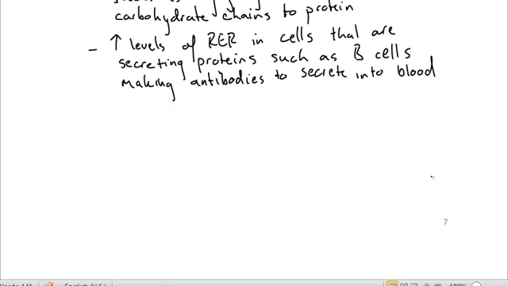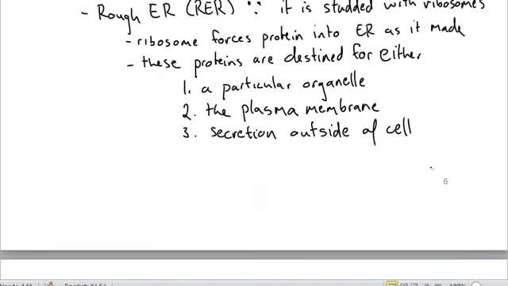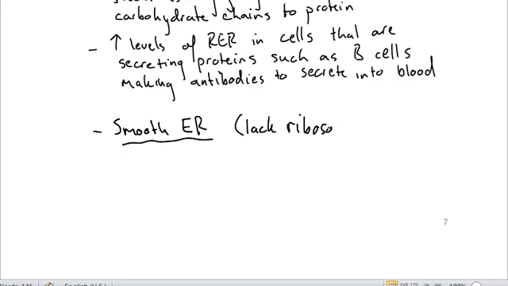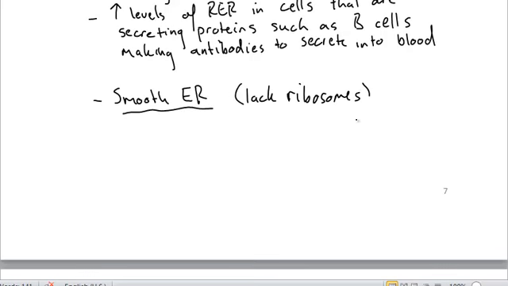Okay. Now we have to talk about the function of the smooth ER. The smooth ER is called the smooth ER because that's what it looks like under the microscope, because it lacks ribosomes. It has a very different function. So the smooth ER functions include three things.